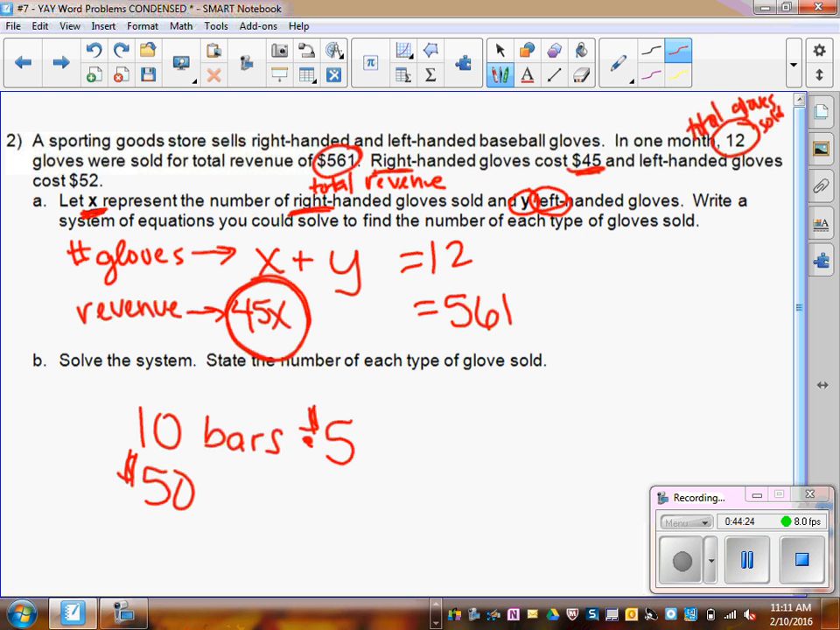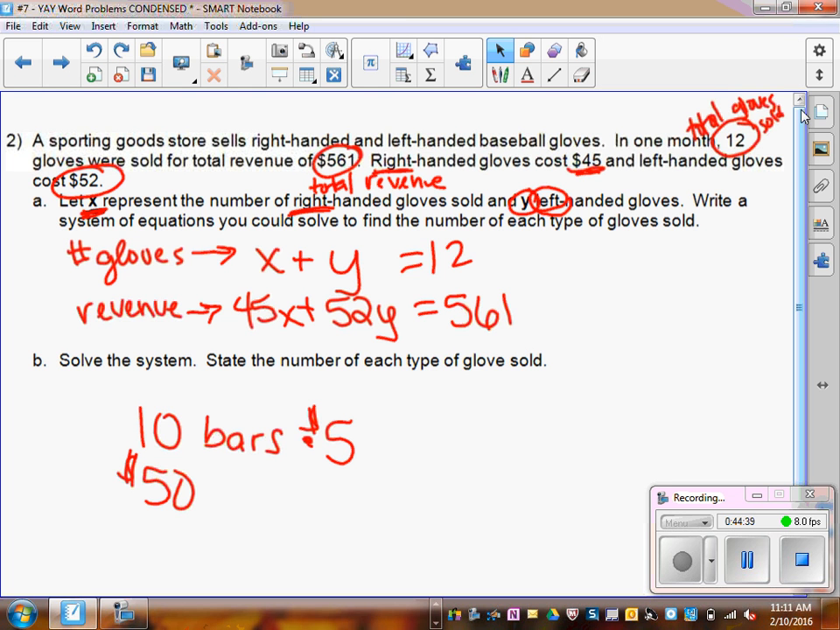And then similar for my Y's. So I have 45X, and then my left-handed gloves for $52. We have 2 minutes left. Actually, we have 1 minute. So again, we have 2 equations here. One represents the number of gloves. The other one represents the total cost or revenue: the amount each glove was times the number of gloves.